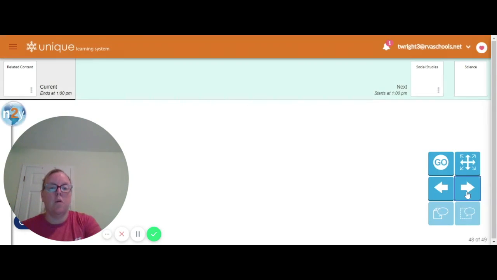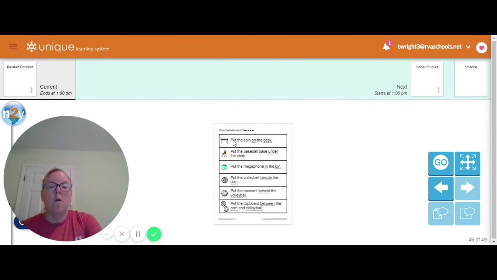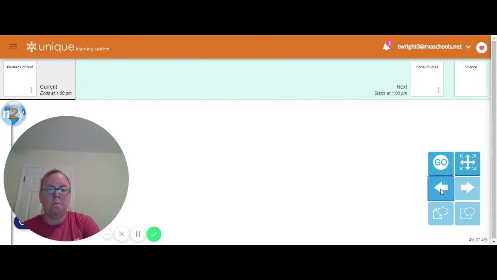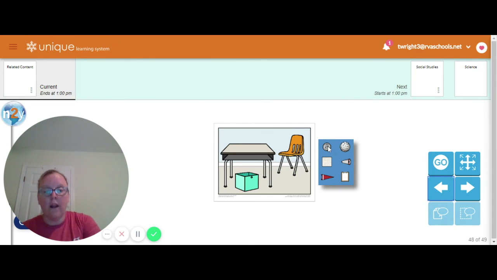So the first one is put the coin on the desk. Here's the coin. Who can point to the desk to put it on the desk? The coin, the circle coin, goes on the desk. Okay.